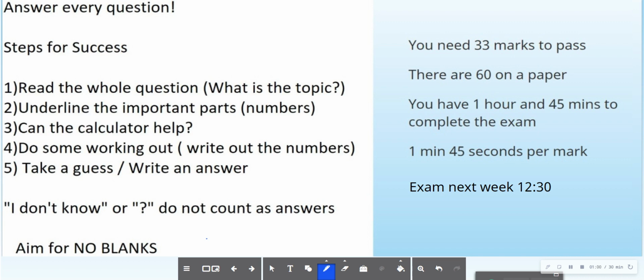Is there a button on the calculator that can help? Can you use the fraction button? Can you use the time button to help you with that question? Make sure you do show some working out, and ultimately just make sure you answer every question. We only need 33 out of 60 to pass. Make sure you're trying to get 1 and 2 marks on every single question.